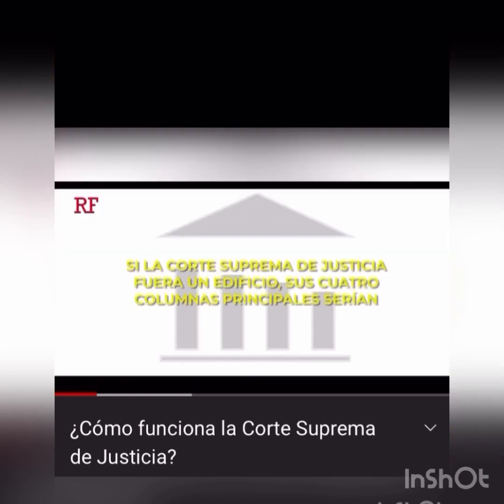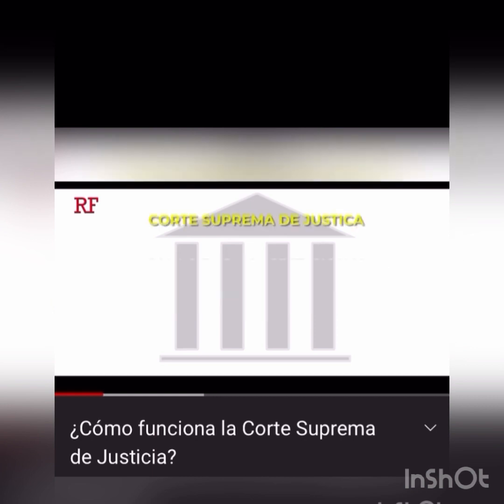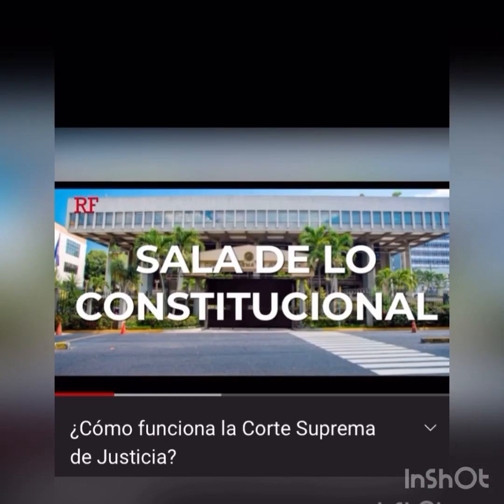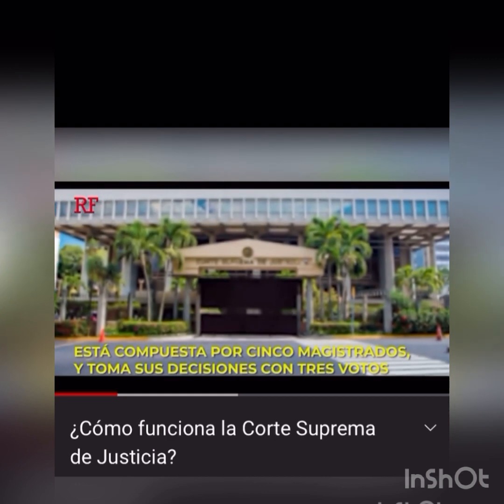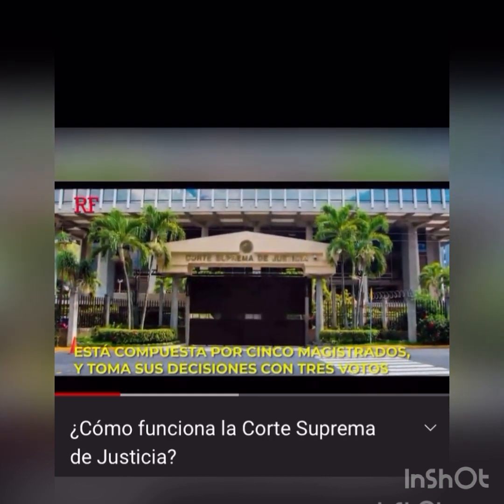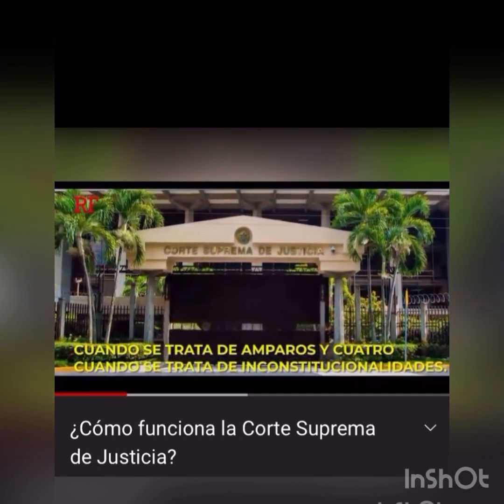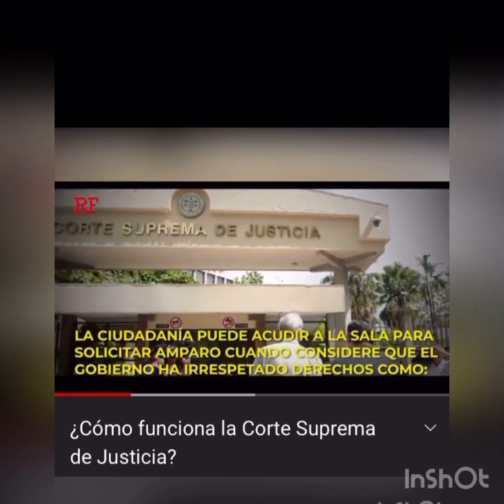If the Supreme Court of Justice were a building, its four main columns would be the constitutional chamber, the civil chamber, the criminal chamber, and the contentious administrative chamber. The Constitutional Chamber is made up of 5 magistrates and makes its decisions with 3 votes when it comes to amparos and 4 when it comes to unconstitutionality.